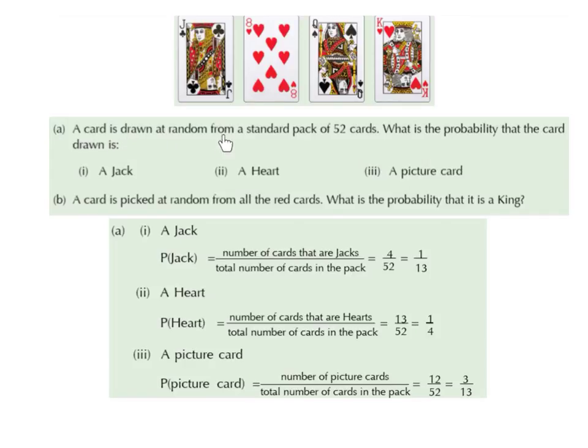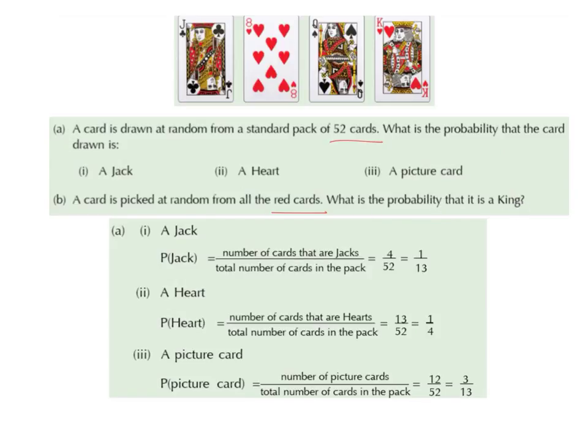A card is drawn at random from a standard pack of 52 cards. What is the probability that the card drawn is a jack, a heart, or a picture card? Part B, a card is picked at random from all the red cards. What is the probability that it is a king?